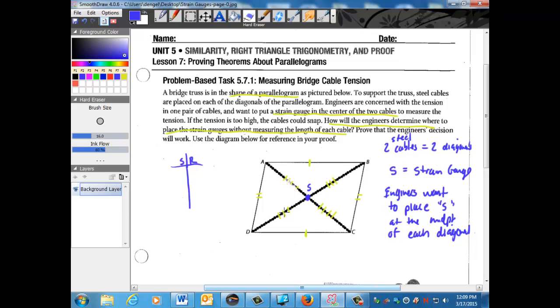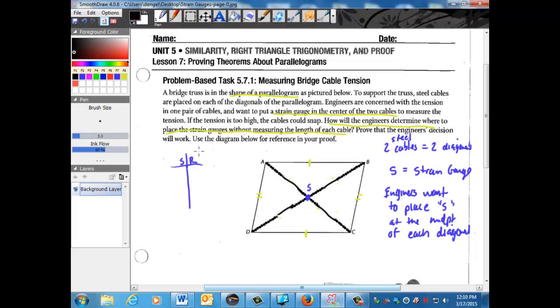So we have to ignore, we have to just get rid of this, let's erase all this, I'll go ahead and use black, but we have to pretend that we don't know that diagonals in a parallelogram will bisect each other. So we have to ignore that. We just have to pretend like we don't know that. And so we can prove that, and I'll show you how. But let's go ahead and draw these back in. So here's our two steel cables.